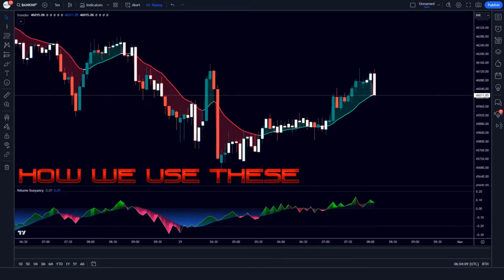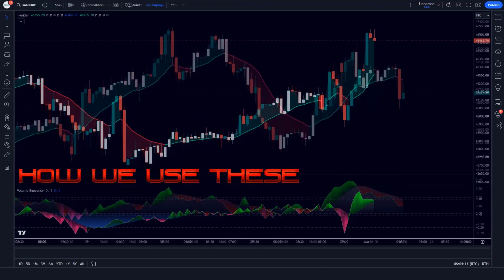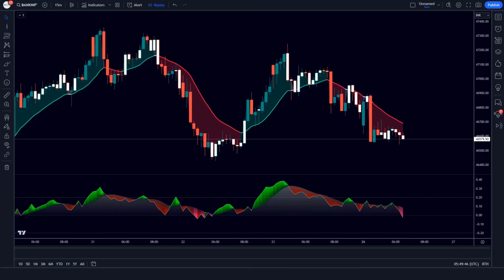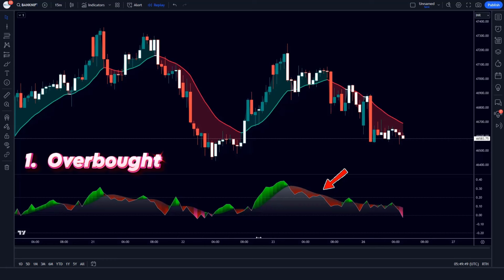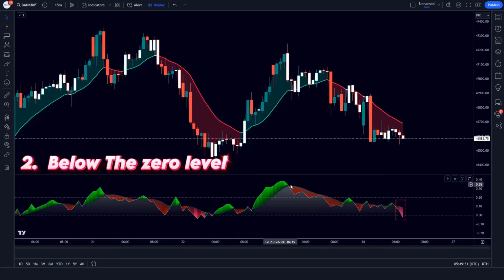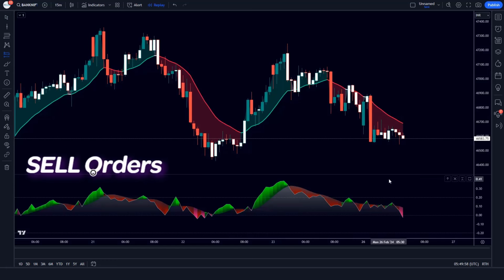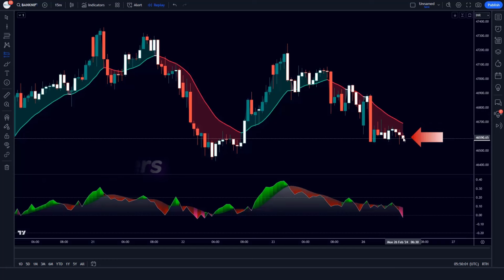Let's see how we use these trading indicators. Let's start. First condition: when the volume buoyancy indicator gives overbought signals. Second condition: the buoyancy line of volume buoyancy indicator should be below the zero level. Third condition: the MA line of trender indicator should be downtrend. If this condition is fulfilled, then we will place sell order.